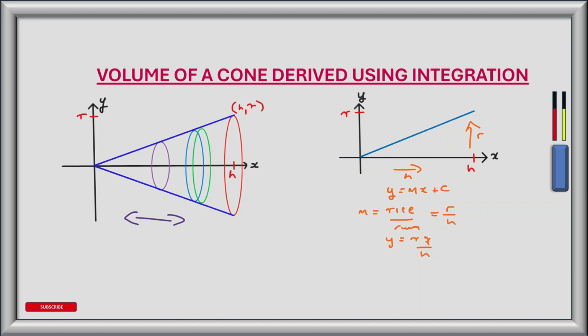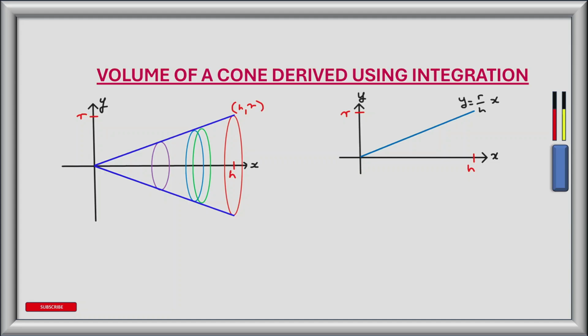Let's test this out by finding the radius at the base of the cone. So we know the equation of the line is y equals r over h multiplied by x. And at the base of the cone, we know that the x value is h. So y is equal to r divided by h multiplied by h. So the radius at the base of the cone is r, which we know is correct. So we know that this now works and is true.